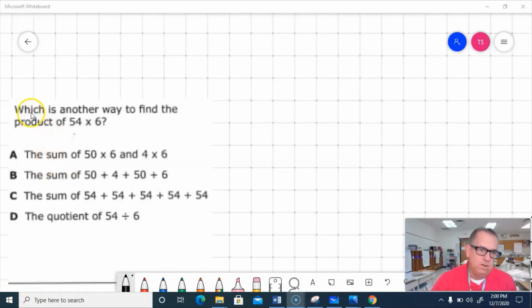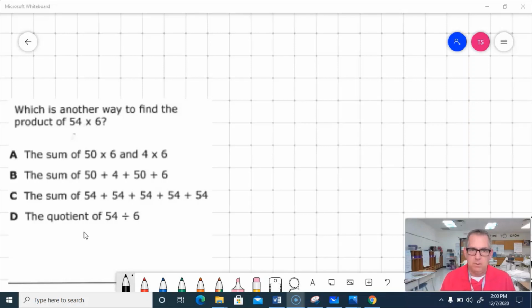Okay, we're going to look at a few of these guided practice problems. Follow along as I read. Which is another way to find the product of 54 and 6? And we have 4 different choices down here. So the first step we're going to do on this is figure out what the product of 54 and 6 is. So what is the answer to 54 times 6?